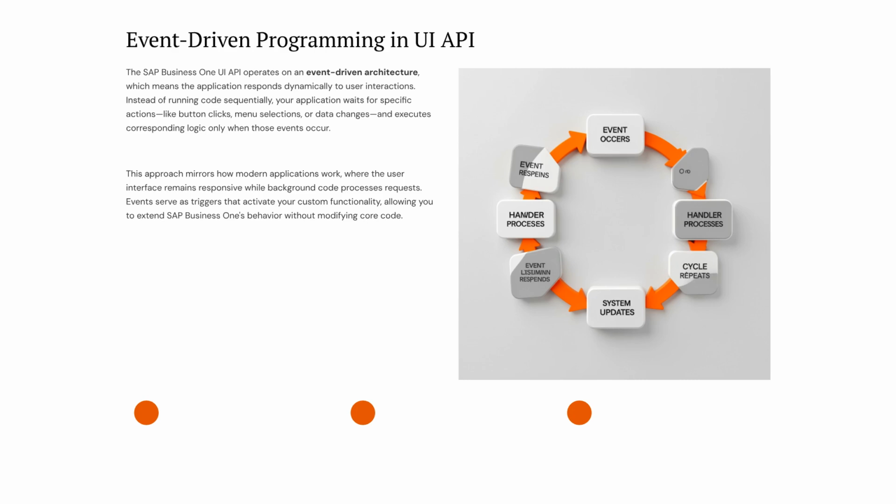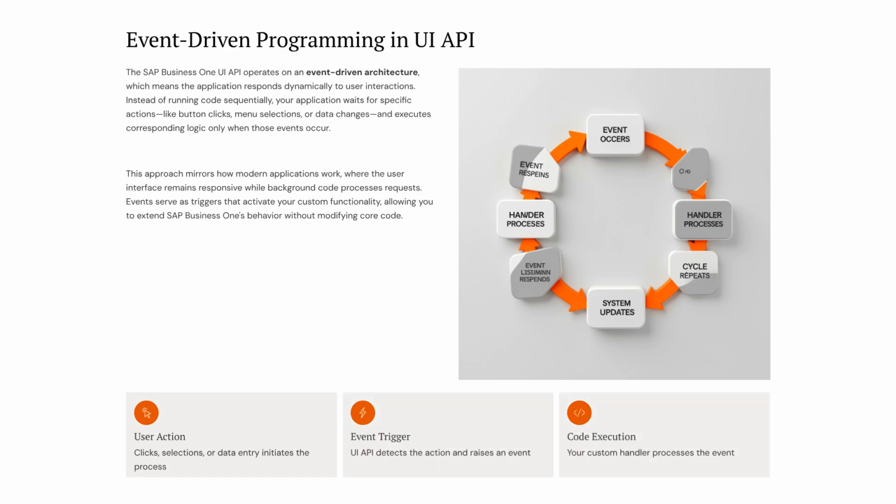The UI API utilizes an event-driven architecture. Your code waits for user actions, such as clicks or data entry, which trigger specific events. These events execute corresponding logic, allowing you to extend SAP Business One without altering its core code.